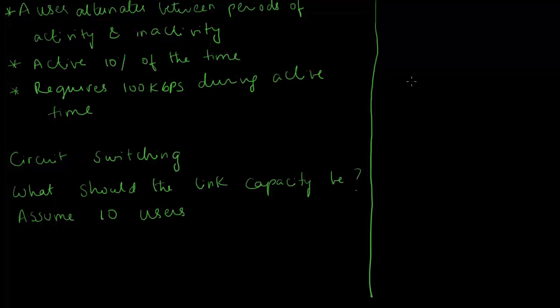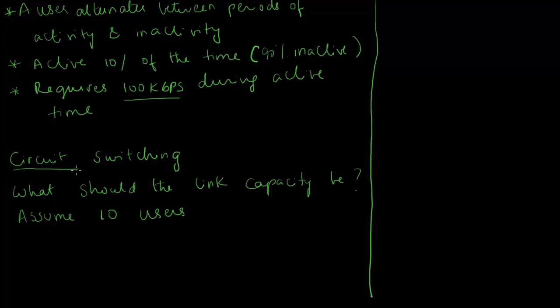So here is an example that illustrates the difference between circuit and packet switching. So in this example, there are users. A typical user alternates between periods of activity and inactivity, and he is active only 10% of the time. In other words, 90% of the time he is inactive. And whenever he is active, he needs 100 kbps.